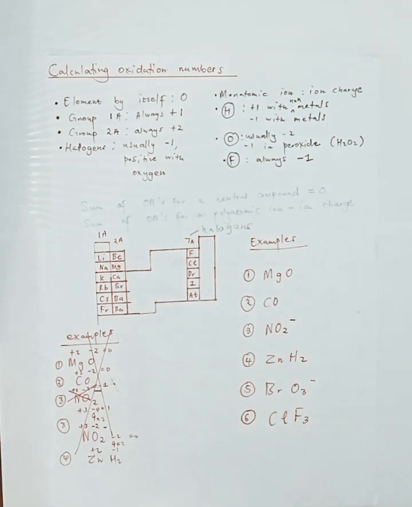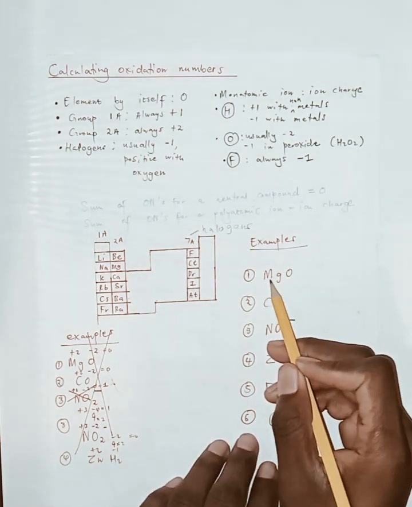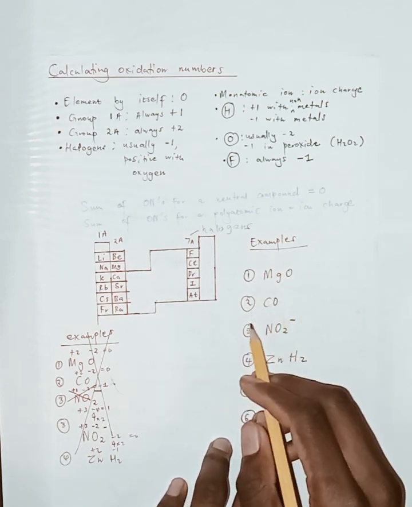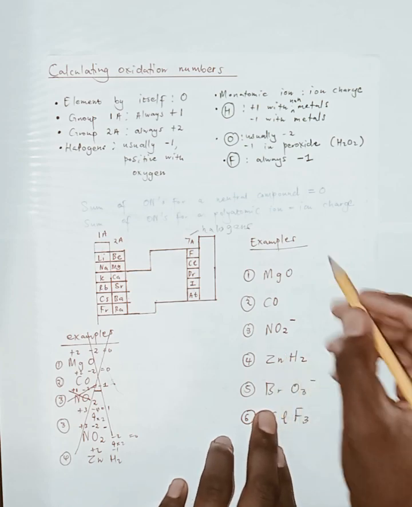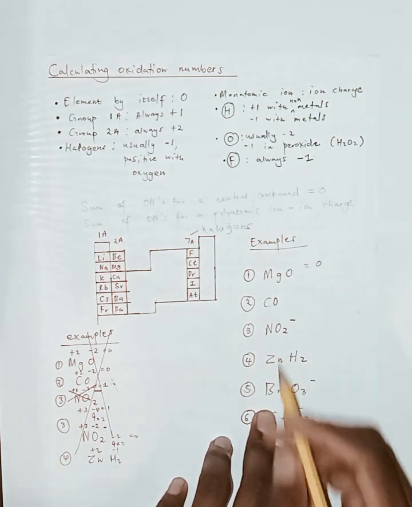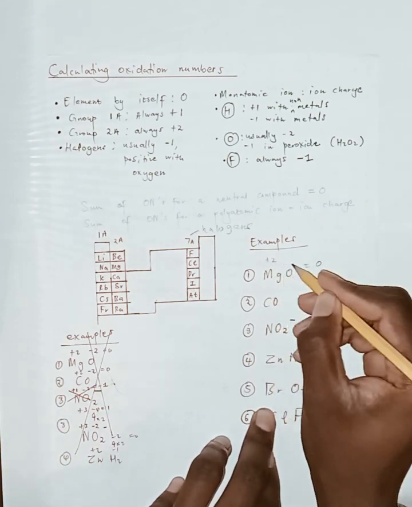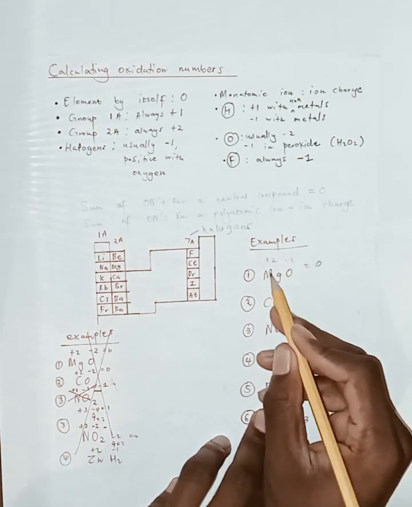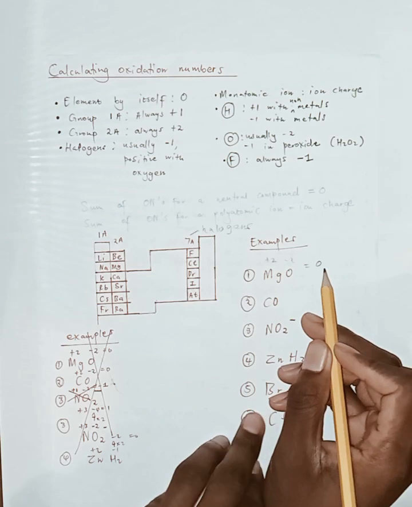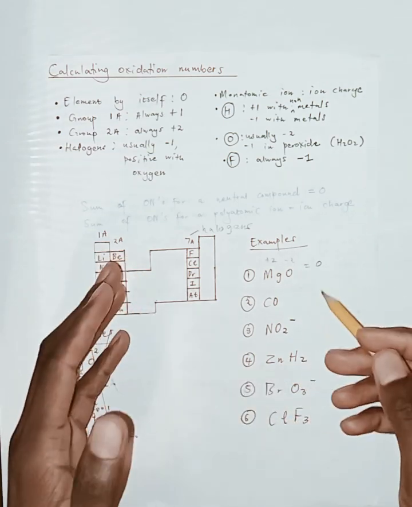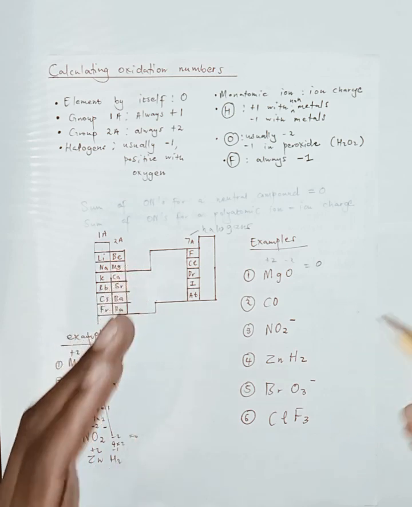So here's what we can do. First of all, as you can see here, this is MgO. MgO doesn't have an ion, so the sum of its oxidation numbers is equal to 0. So that's what we know now. And then Mg is +2, O is -2. Can you see that +2 and -2 is equal to 0? So we're done. The oxidation number of Mg is +2. The oxidation number of O is -2.